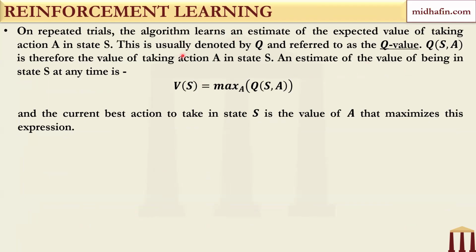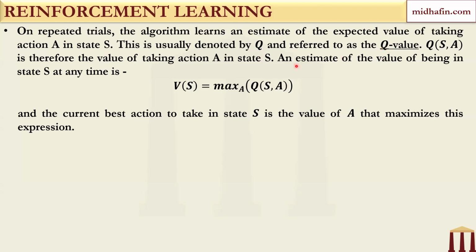See, once we deal with this example, we'll be able to appreciate this part of the slide, in fact, much better. So the idea is that on repeated trials, the algorithm learns an estimate of the expected value of taking action A in state S. This is usually denoted by Q and it is referred to as the Q value.